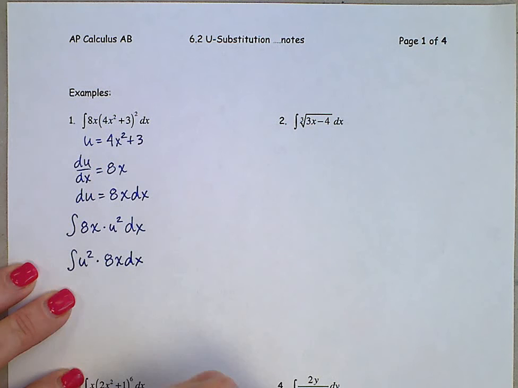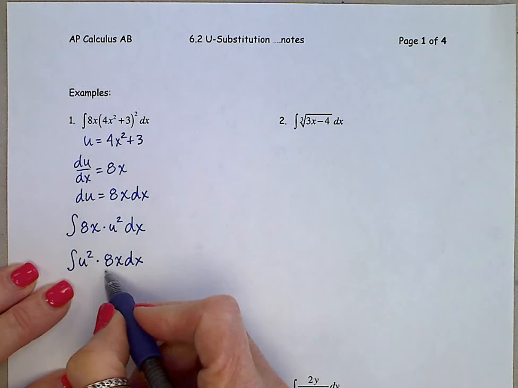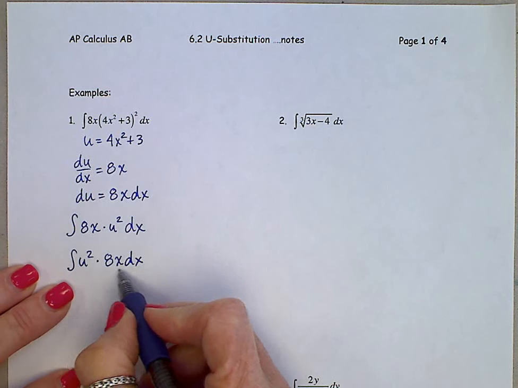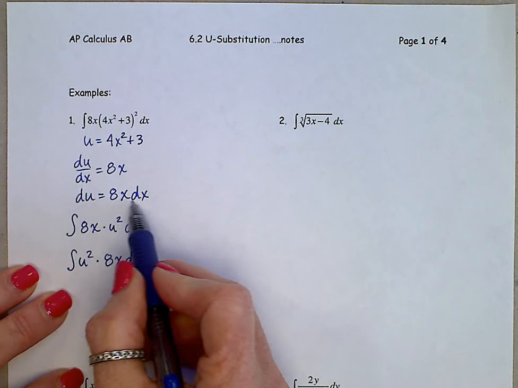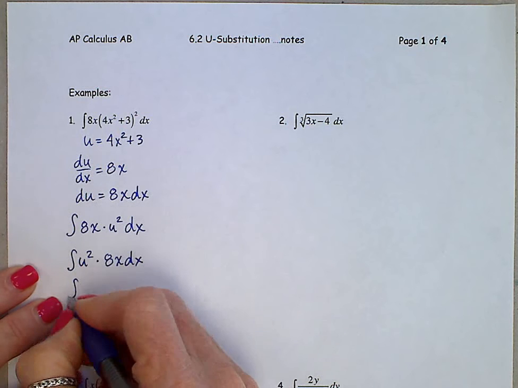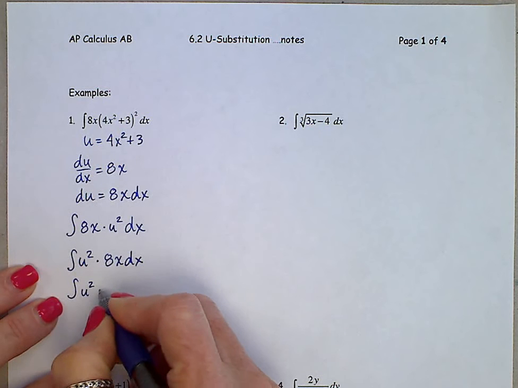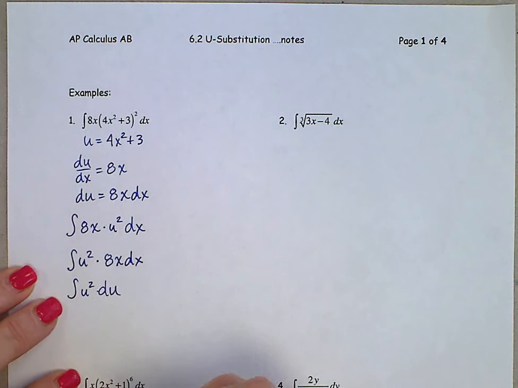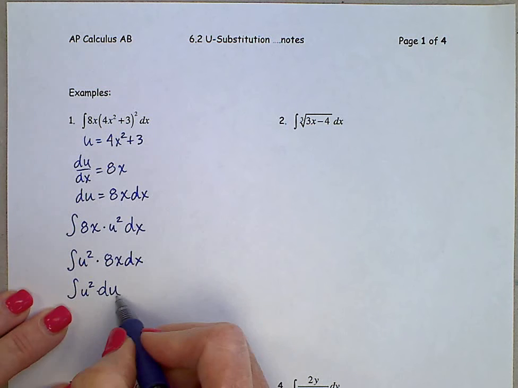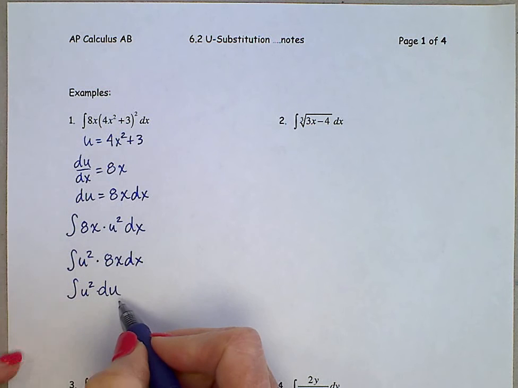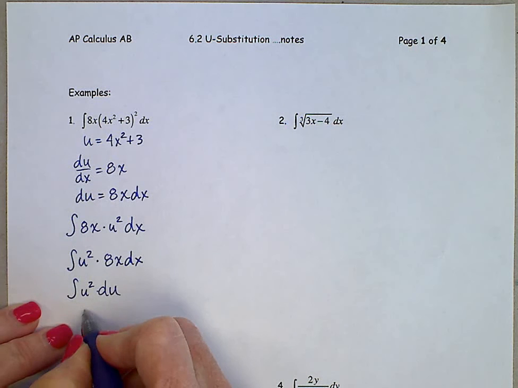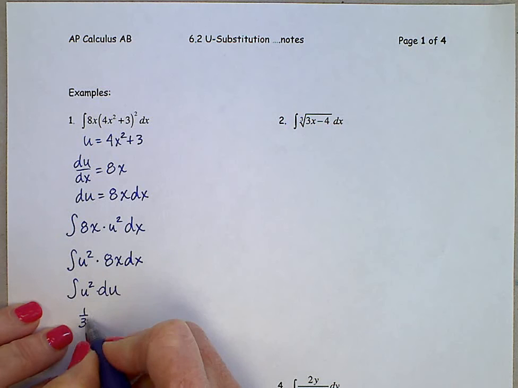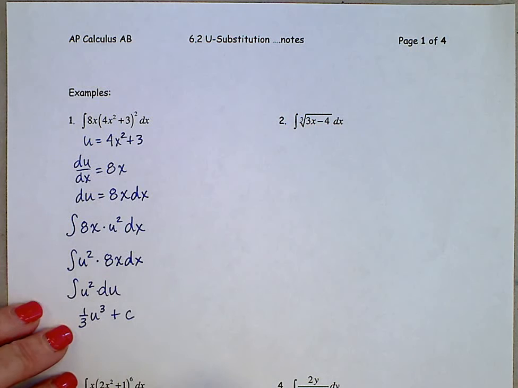dx. At this point then, we need to replace out this 8x dx. And we see right here that 8x dx is exactly du. U squared times du. Now we have an integral that we can handle. It's very nice, clean, and we do the antiderivative here, which would be 1/3 of u cubed plus a c.